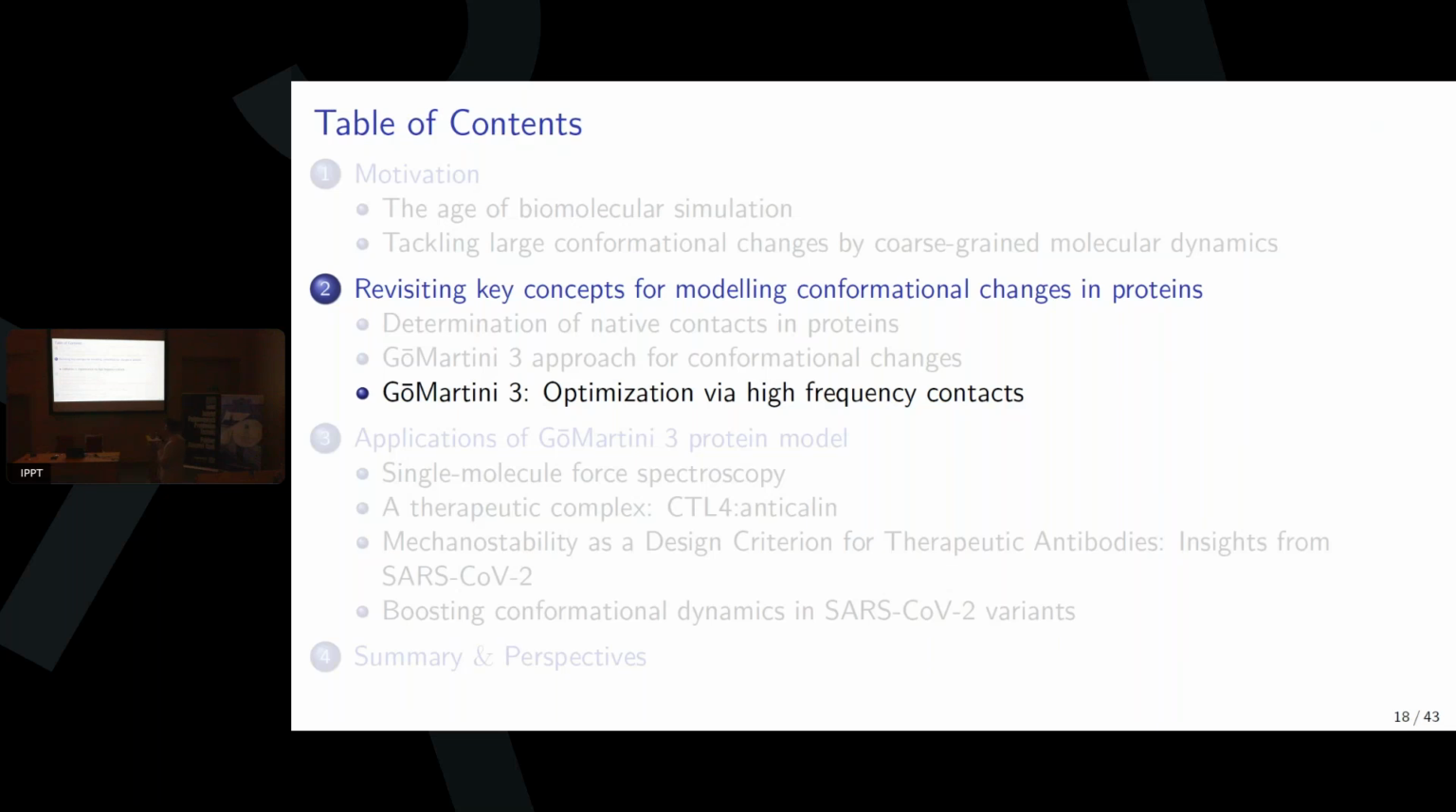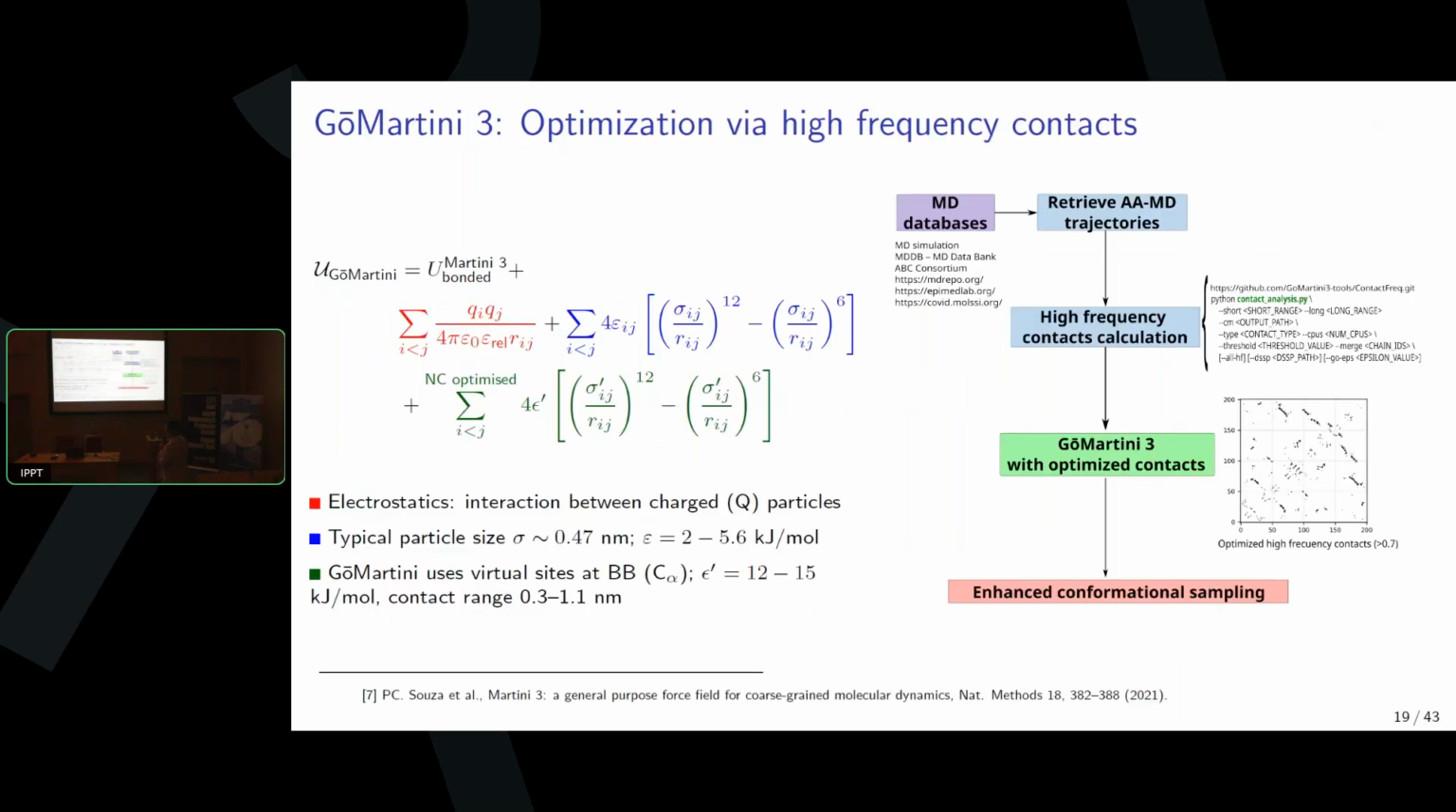And for that, we started to optimize our method even further. This has been done over the last year. So what we know currently is that we have the Martini 3 potentials for the bonded part. We have everything which is electrostatics. We have the Martini potentials that have been reparameterized in Martini 3. And then we have the native contacts that had to be optimized. Okay, so this is the original formulation.